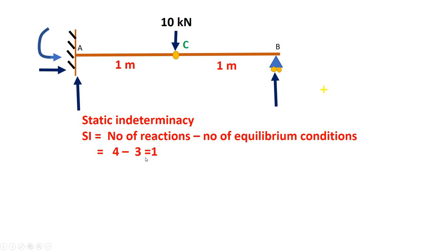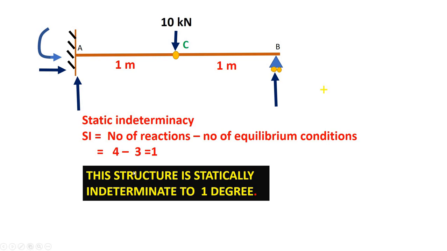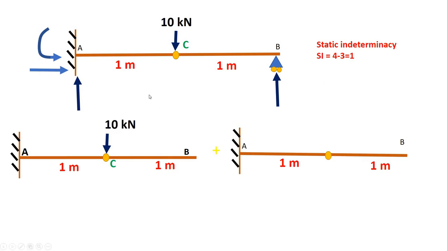So for a statically indeterminate structure, how do we determine support reactions? This structure is statically indeterminate to 1 degree. Now, how to determine support reactions for this? By the moment area method. Your first step is to select a redundant. If I select the redundant as RB, then my beam will be a cantilever beam.